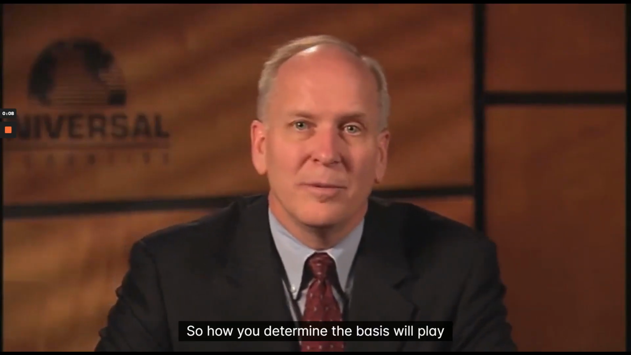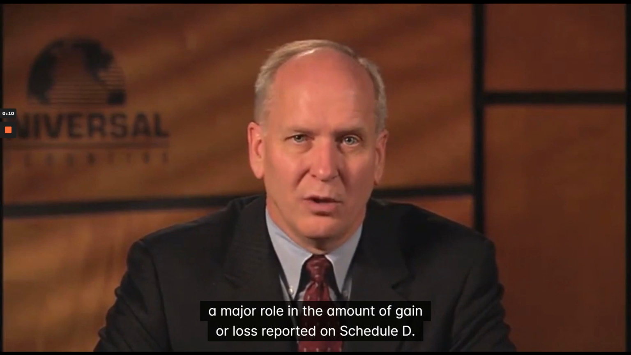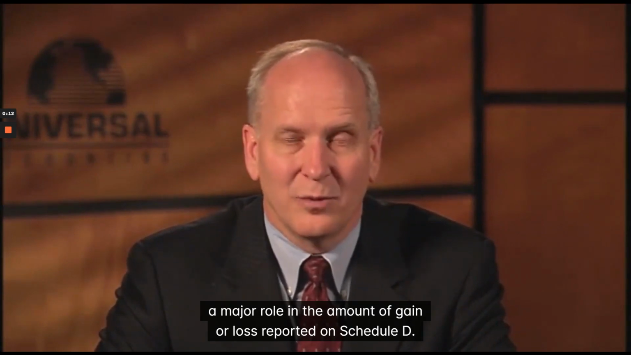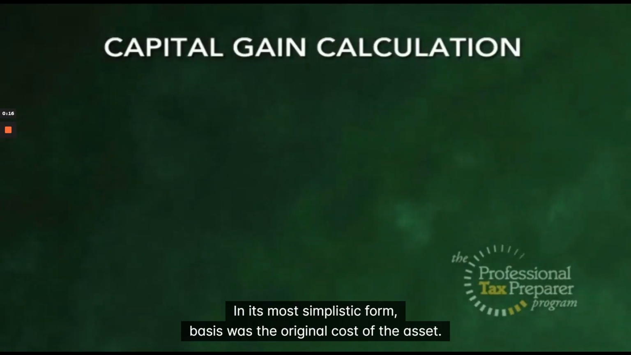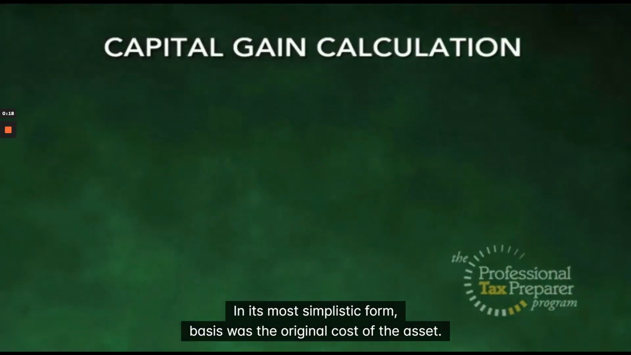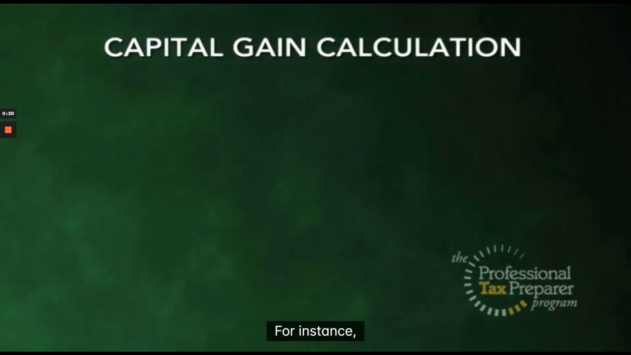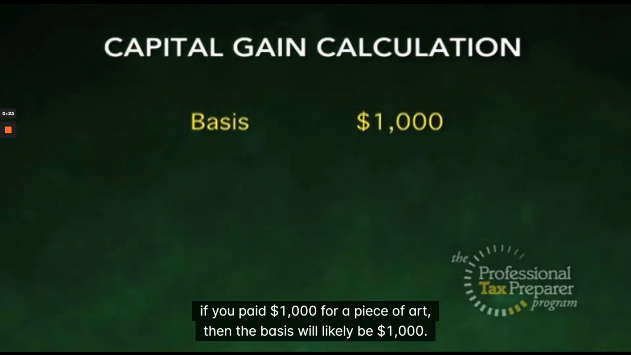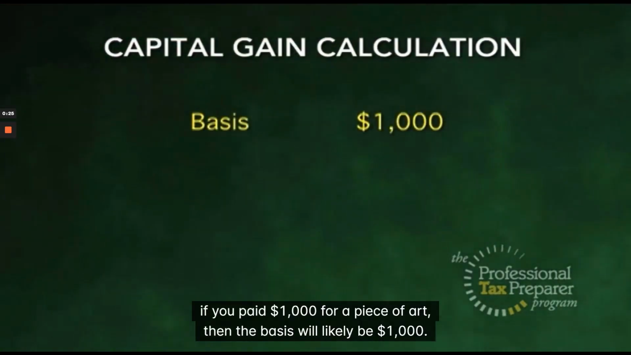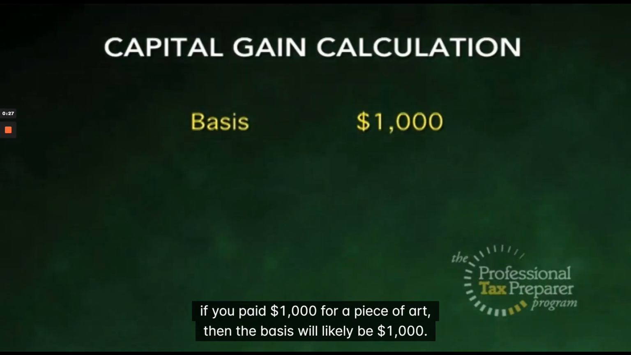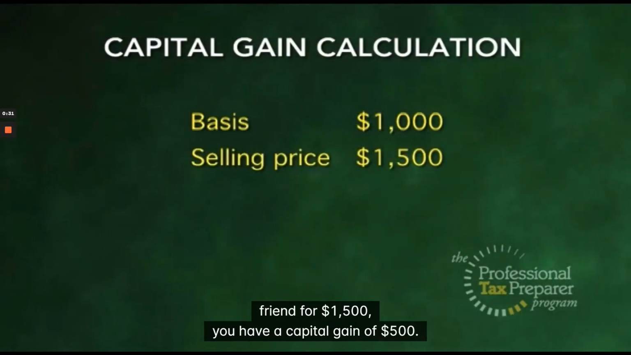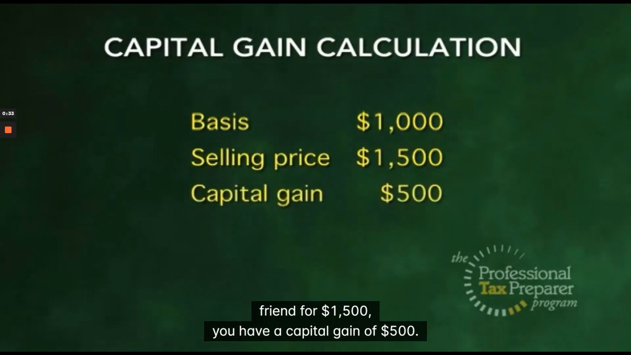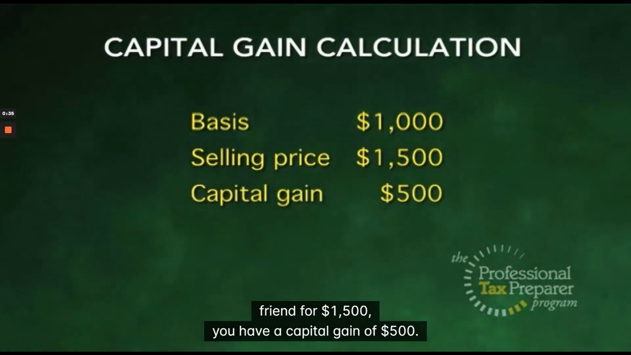So how you determine the basis will play a major role in the amount of gain or loss reported on Schedule D. In its most simplistic form, basis was the original cost of the asset. For instance, if you paid $1,000 for a piece of art, then the basis will likely be $1,000. If you then sell the artwork to your best friend for $1,500, you have a capital gain of $500.